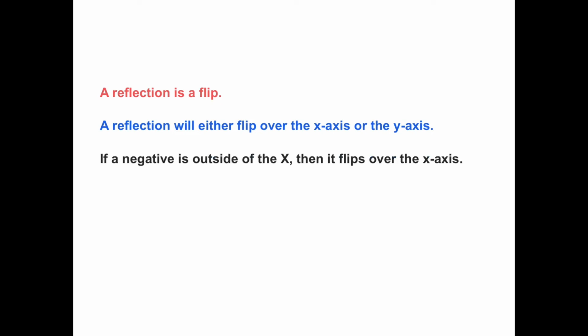What will happen, again, with this outside idea, is the negative is what makes it flip. If the negative is outside of the x, so using that same concept of outside and inside, then it's going to flip over the x-axis, because all the y values will change signs. And I'm going to give you 2 examples of outside negatives. So here are my 2 examples.